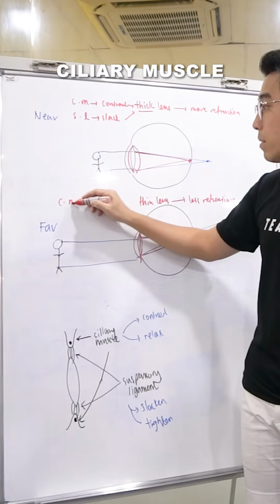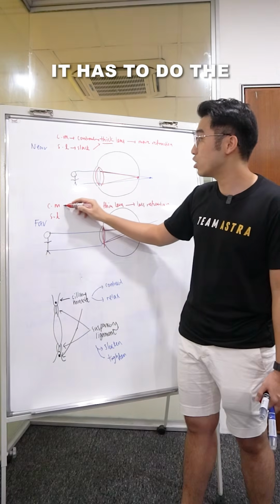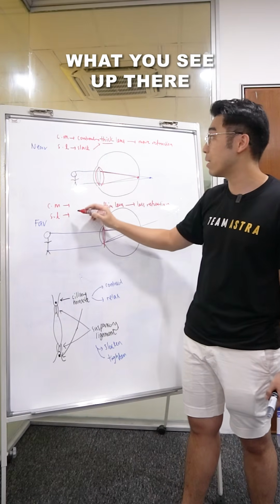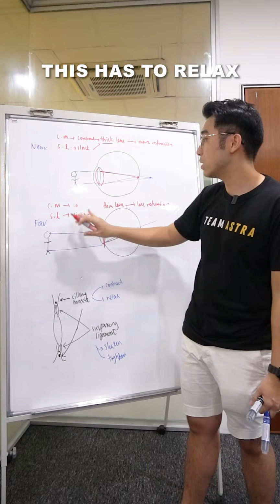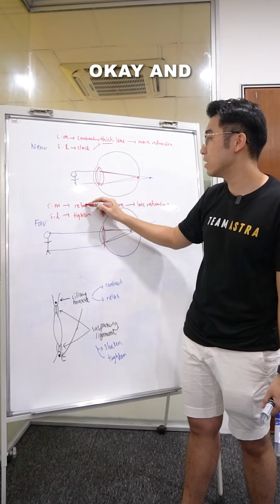This is the ciliary muscle and this is the suspensory ligament. It has to do the exact opposite of what you see up there. The suspensory ligament has to tighten so that it can pull the lens thinner. Okay, and the ciliary muscle has to relax. Okay, and that's your answer.